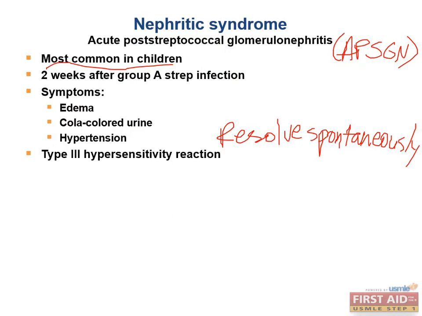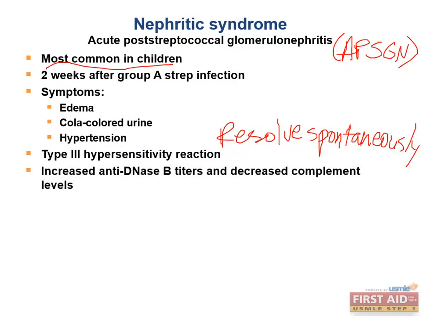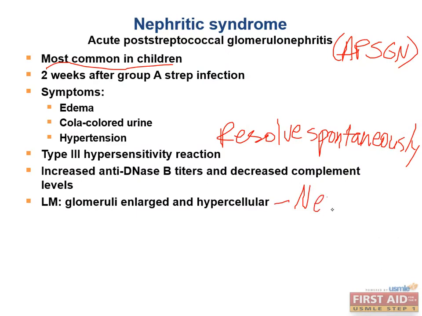APSGN is a type 3 hypersensitivity reaction, meaning there's a hypersensitivity going on between the patient's antibodies and the bacterial antigens. And this leads to increased anti-DNase B titers and decreased complement levels since the complement is being activated by the immune complexes. On light microscopy, APSGN shows enlarged and hypercellular glomeruli filled with neutrophils, because neutrophils are what respond to bacterial infections.